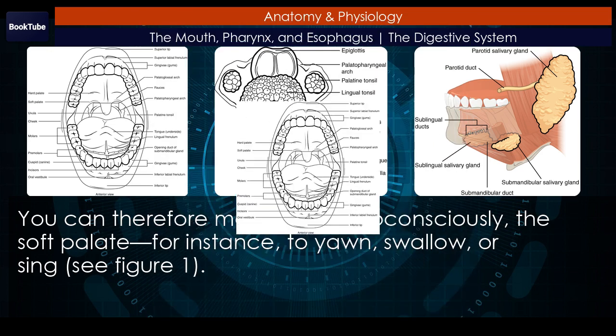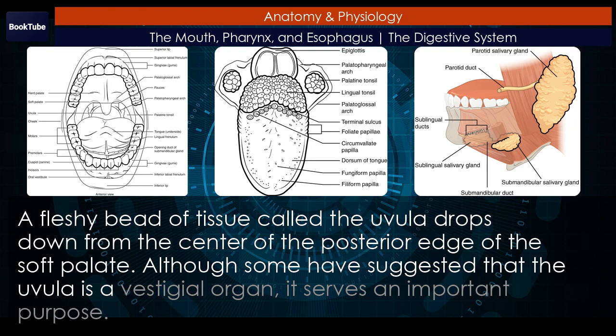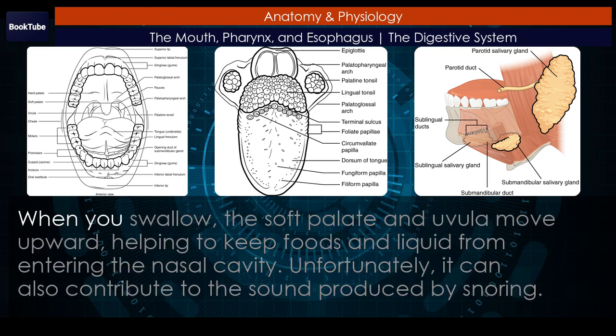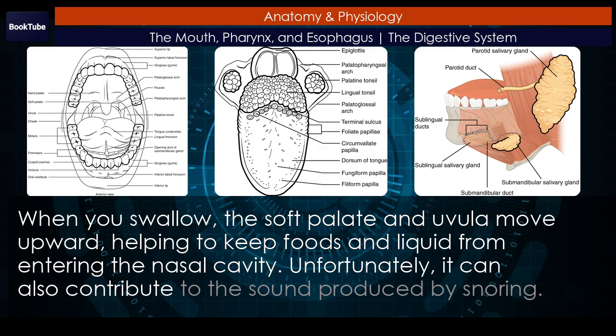See Figure 1. A fleshy bead of tissue called the uvula drops down from the center of the posterior edge of the soft palate. Although some have suggested that the uvula is a vestigial organ, it serves an important purpose. When you swallow, the soft palate and uvula move upward, helping to keep foods and liquid from entering the nasal cavity. Unfortunately, it can also contribute to the sound produced by snoring.